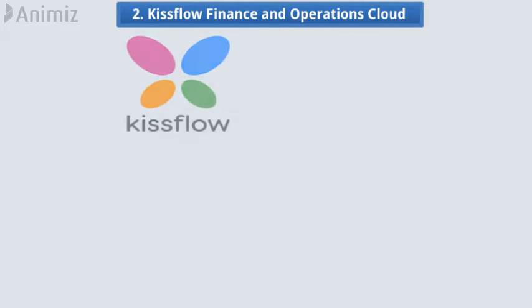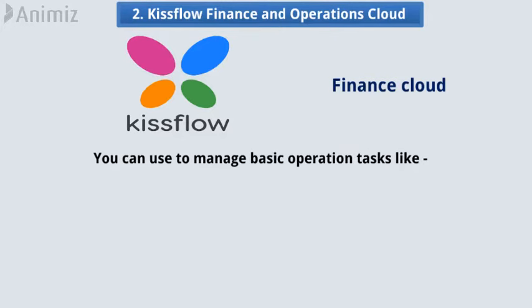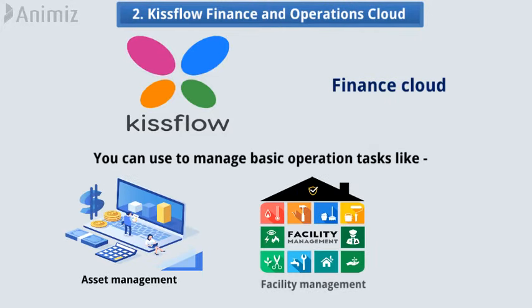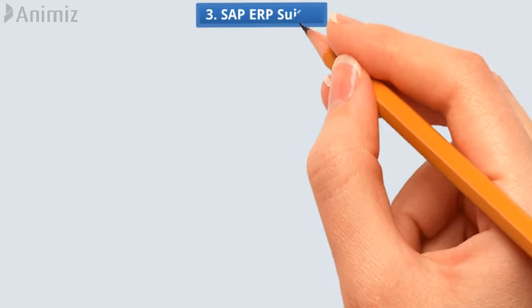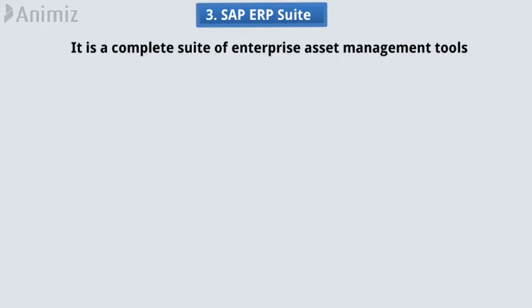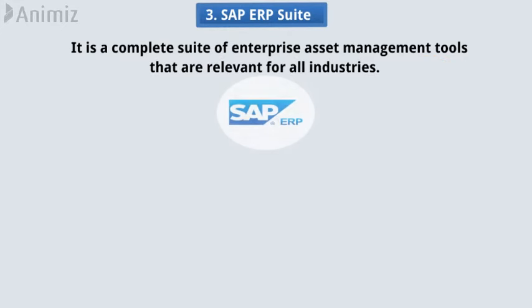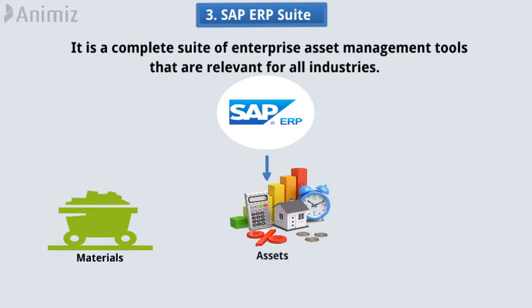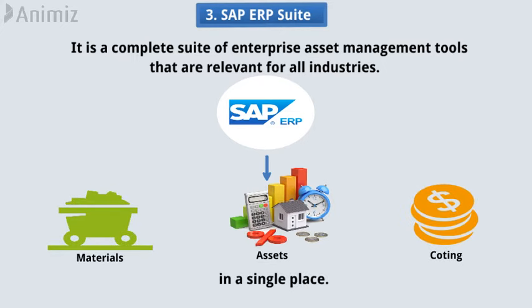Number 2. Kissflow Finance and Operations Cloud. Kissflow Finance and Operations Cloud is a finance cloud that you can use to manage basic operation tasks like asset management, facility management, and more. 3. SAP ERP Suite. It is a complete suite of enterprise asset management tools that are relevant for all industries. SAP's major advantage is the convenience of managing everything from materials to assets and costing in a single place.